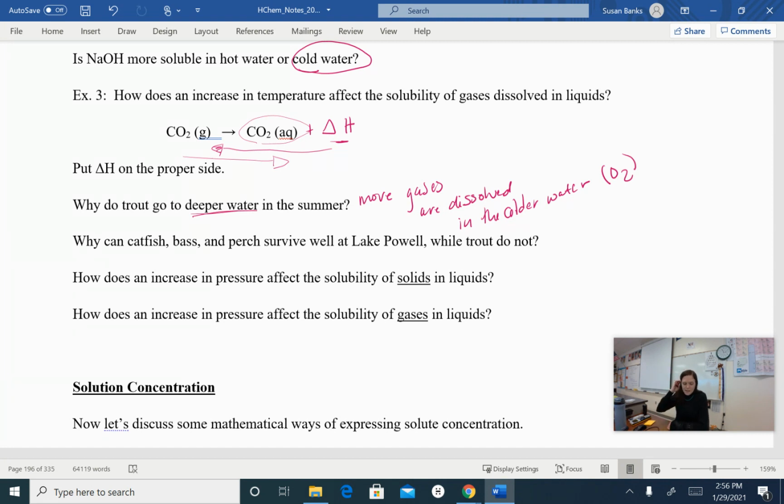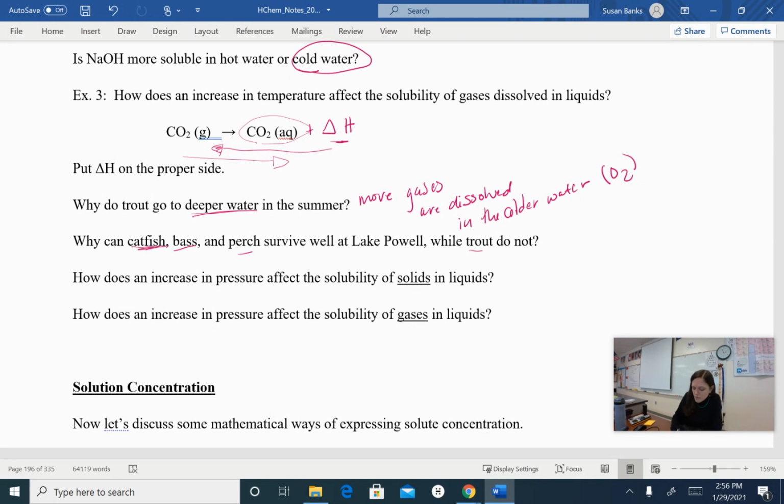Okay? Then why do catfish, bass, and perch survive well in Lake Powell? Lake Powell is pretty warm. I don't know if you've ever traveled down there in the summer. By the end of the summer, it is pretty warm. But if I put a trout in Lake Powell, it would not survive. It would actually go belly up and suffocate because it doesn't have enough oxygen to breathe.